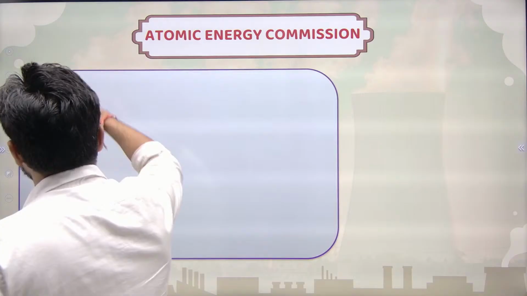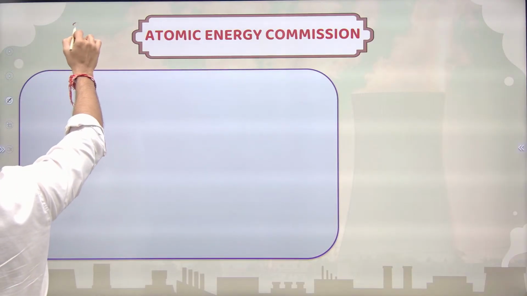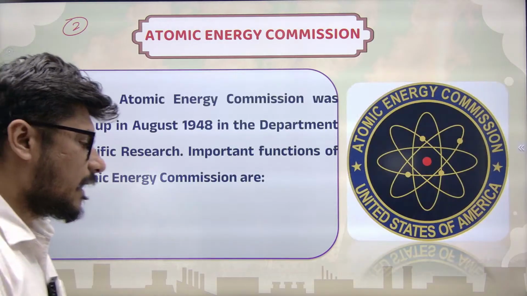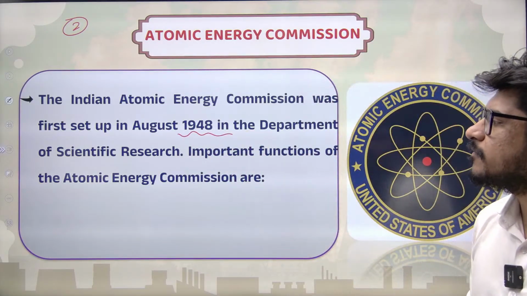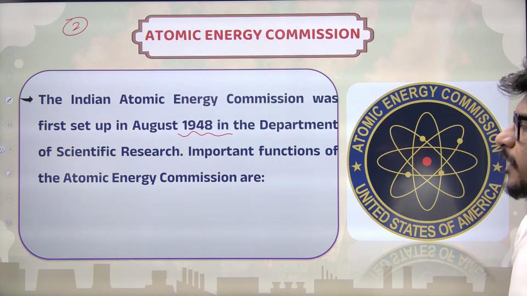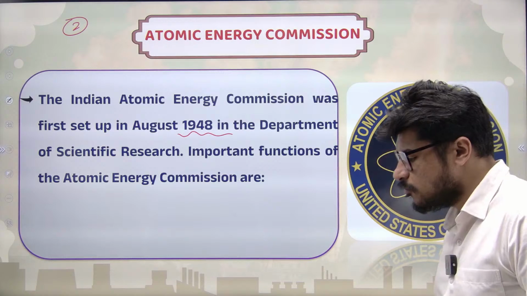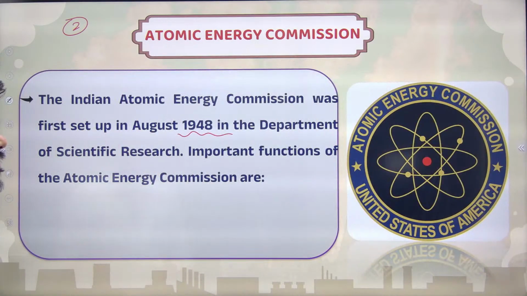The second organization, first is DAE, Department of Atomic Energy. The second is the Atomic Energy Commission. India's Atomic Energy Commission was set up in 1948 in the Department of Scientific Research. What kind of work does it do? See, immediately after independence, what have we done? We did this because we know that the future is energy. If we want to be a developed country, we need energy security. Without energy security, no nation can flourish. Energy security is at the base of flourishment, of development.